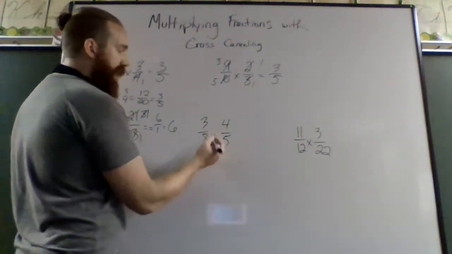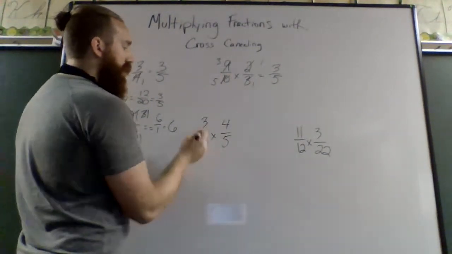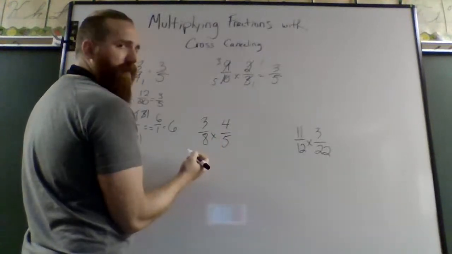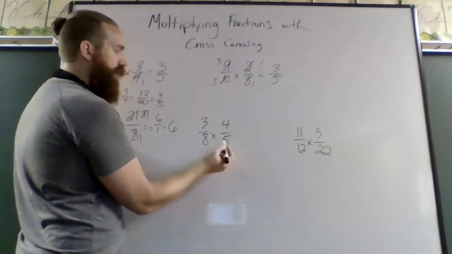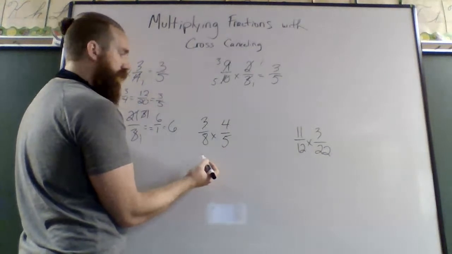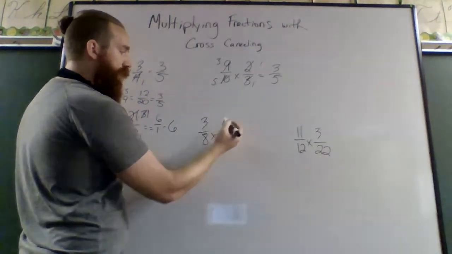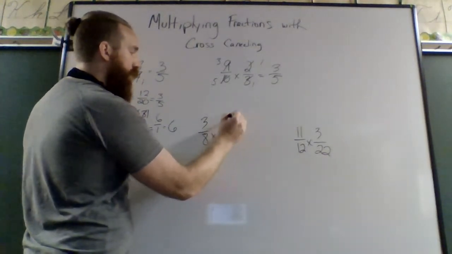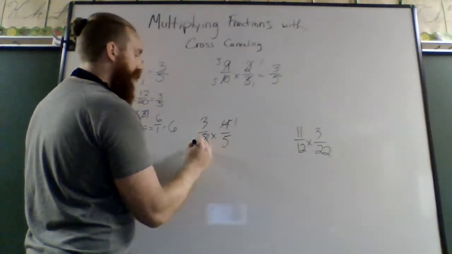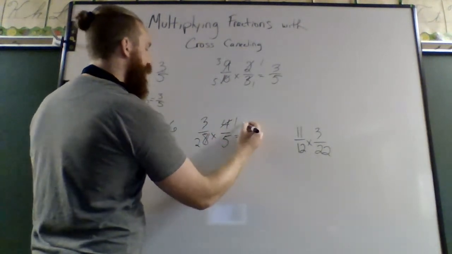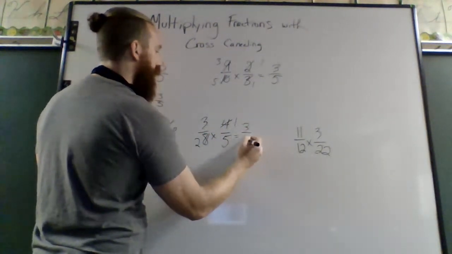Over here, we have 3/8 times 4/5. Does 3 and 8 have anything in common? No. Does 3 and 5 have anything in common? No. But 4 and 8 do, right? 4 goes into 4 once, 4 goes into 8 twice. Now you can multiply, and you end up with 3/10.